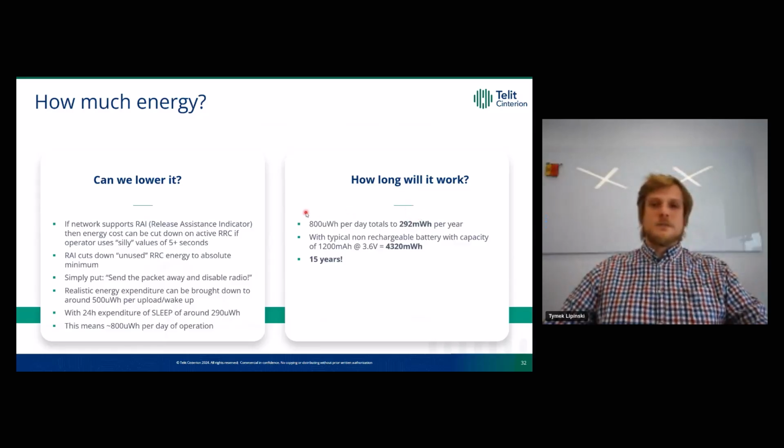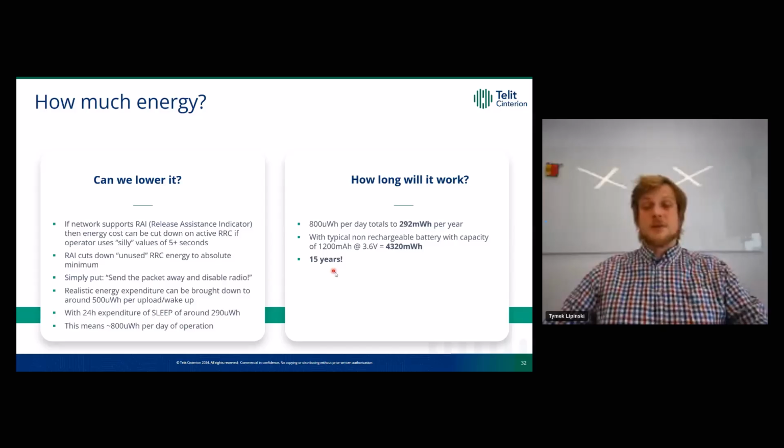So let's select the first available cheap battery from the market, a lithium non-rechargeable battery, 1.2 amp hours at 3.6 volts. That's roughly 4,000 milliwatt hours of available energy. Please note this is overly simplified. This is just an example. In reality, we have less energy available. That would mean that we could run the modem to communicate every single day for 15 years. That's kind of crazy.